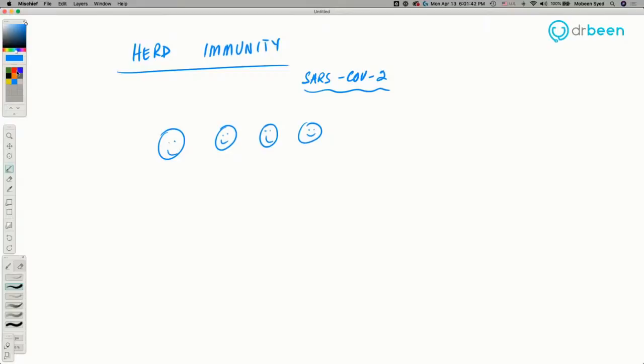So let's say what happens is when the virus hits, so let's say this is the virus, when it hits one person, if there is no immunity, it is going to easily spread from one to the second to the third and so on.